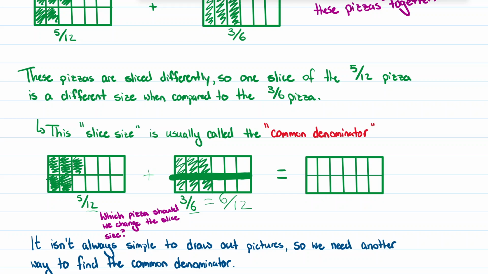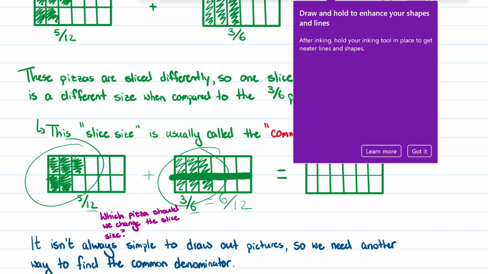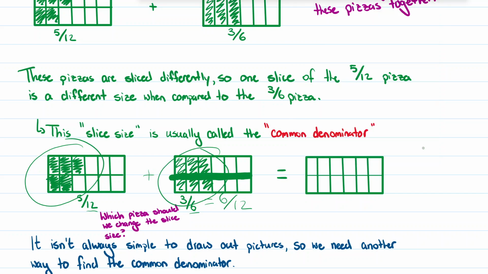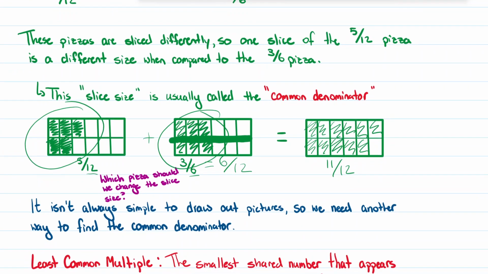Okay, so if we combine all of these and we say we've got 5 slices over here and 6 slices over here, well, we take a look and we've got 1, 2, 3, 4, 5. 1, 2, 3, 4, 5, 6. That just gives us 11 slices out of the 12 possible slices for our pizza size. Okay? It's not always super simple to draw out these pictures.